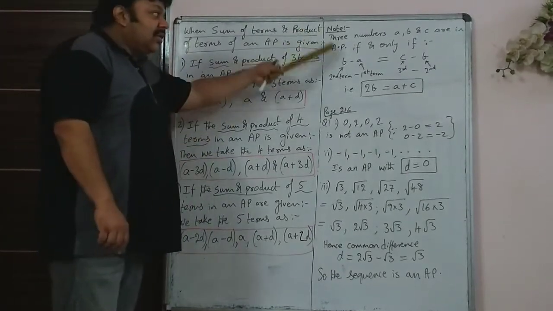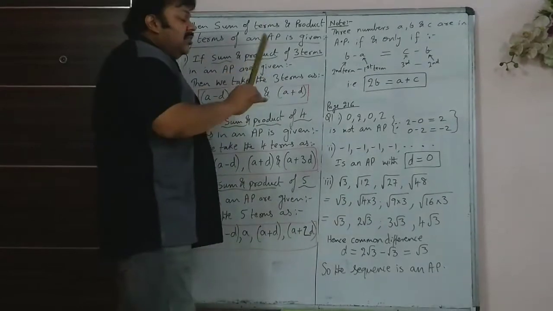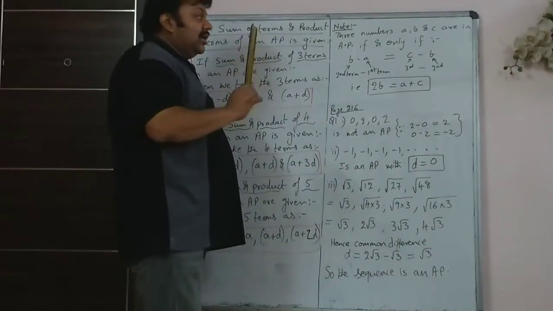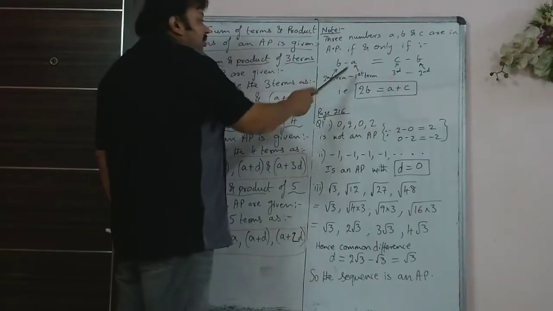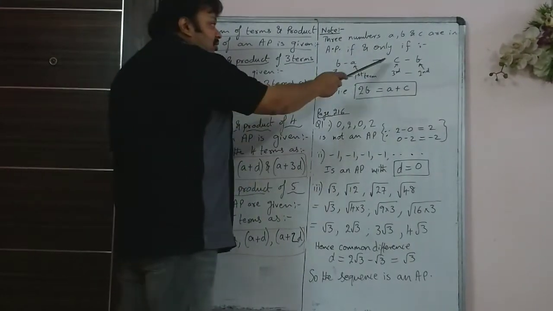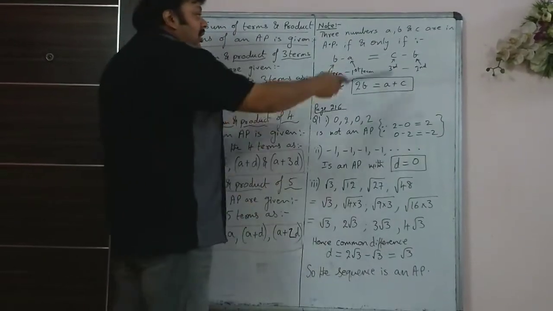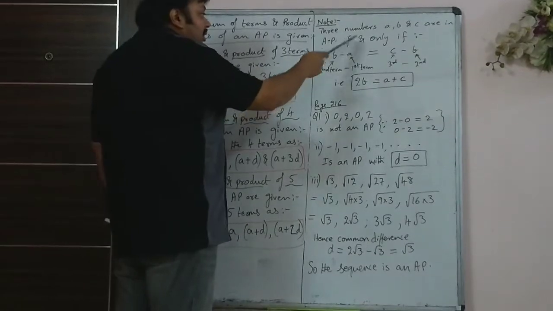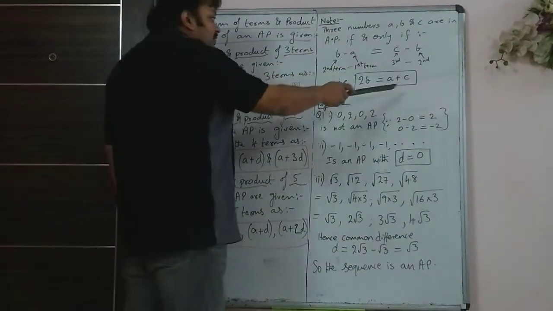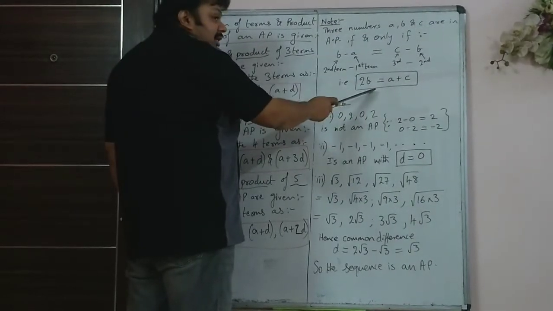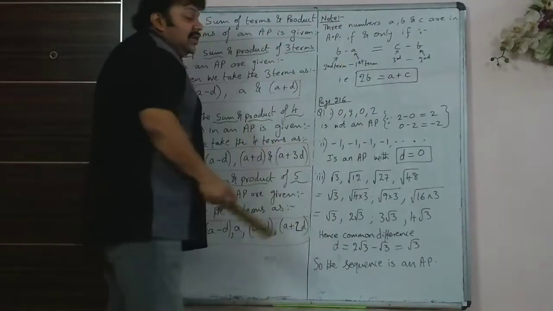Now please note this and understand this. This is a basic thing in AP. 3 numbers A, B and C are said to be in AP only and only if second term minus first term, B minus A, has to be equal to third term minus second term, C minus B. Or in other words, 2B is equal to A plus C. So only if this is satisfied, only if the common difference remains the same, only then the numbers are said to be in AP.